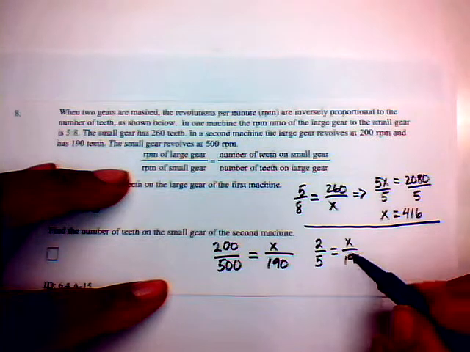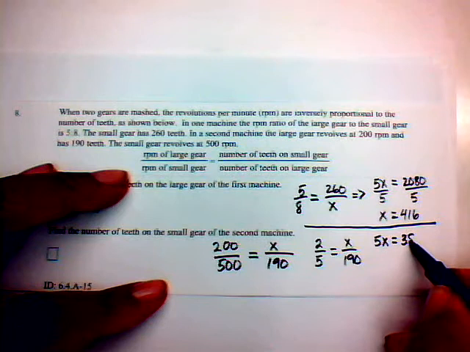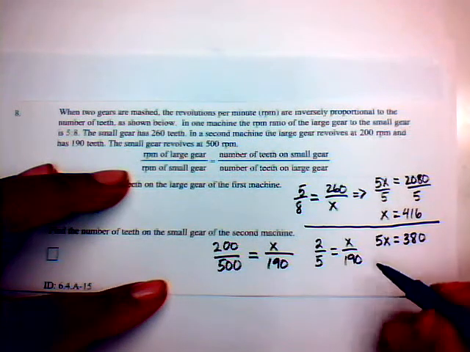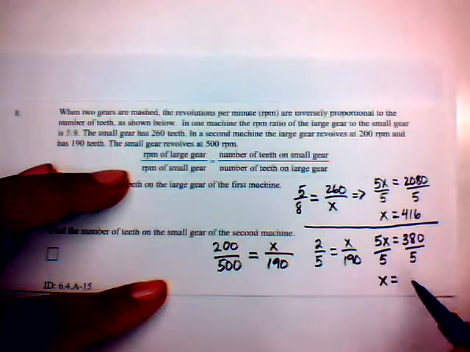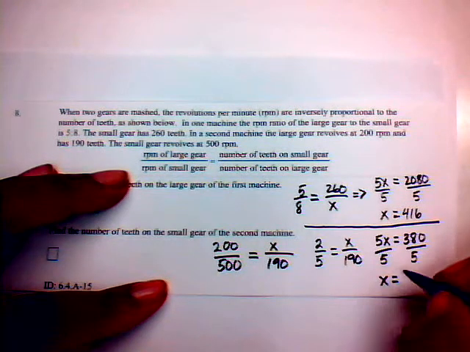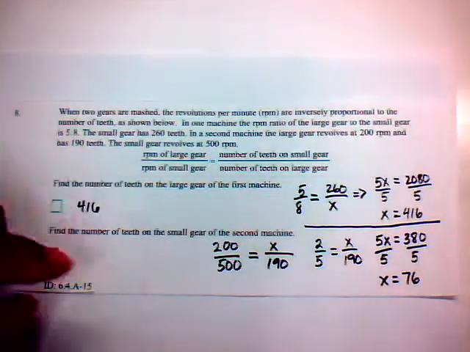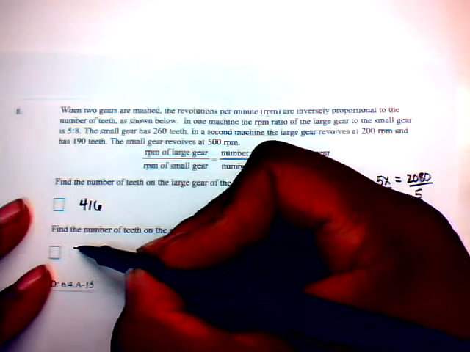Now we can cross multiply. 5 times x is 5x, equals 2 times 190, that's 380. So you have 5x is equal to 380. Divide that by 5, you're going to get x is equal to, let's do 380 divided by 5, that's going to be 76. So the number of teeth on the small gear of that second machine is going to be 76. Now this is one of those application type problems, so you have to pretty much set this up as a proportion and then solve that proportion.